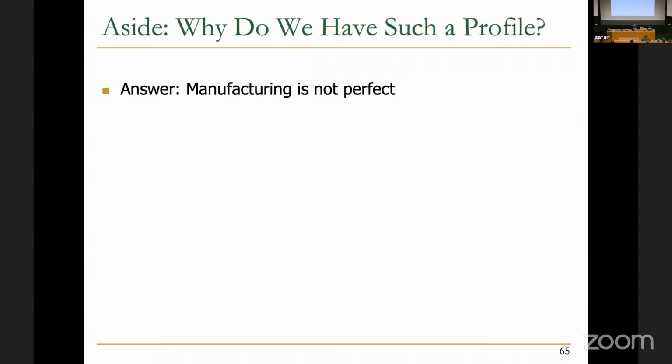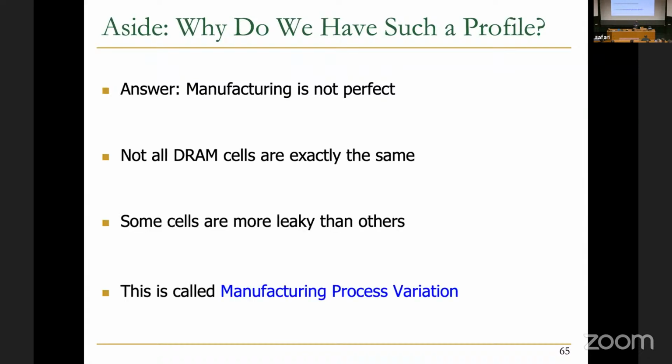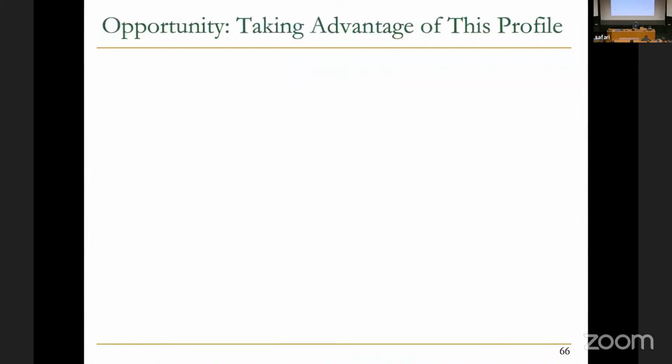So why do we have such heterogeneity? Because manufacturing is not perfect, and not all DRAM cells are exactly the same. Some of them are stronger than the others. Some of them are more leaky than the others. And this is called manufacturing process variation.